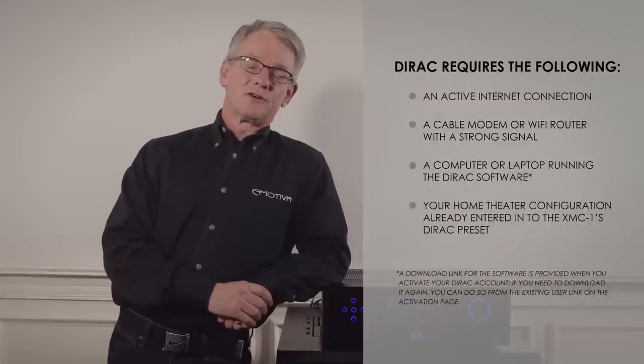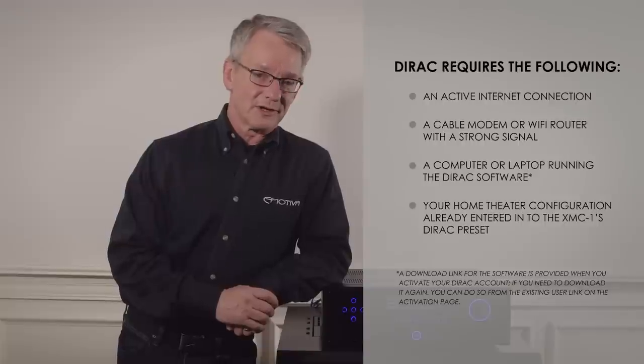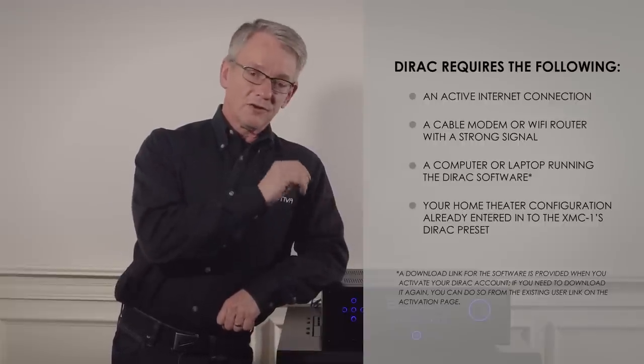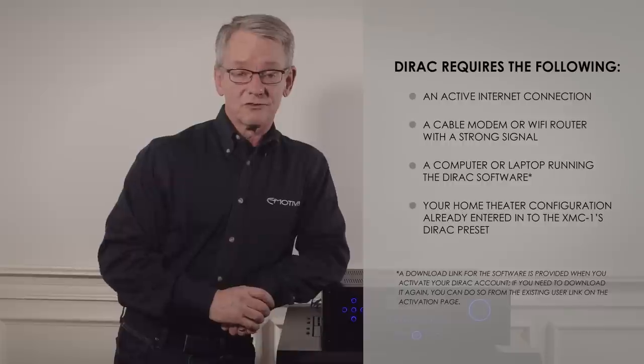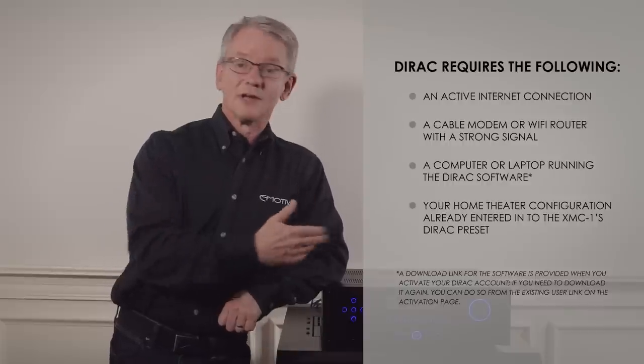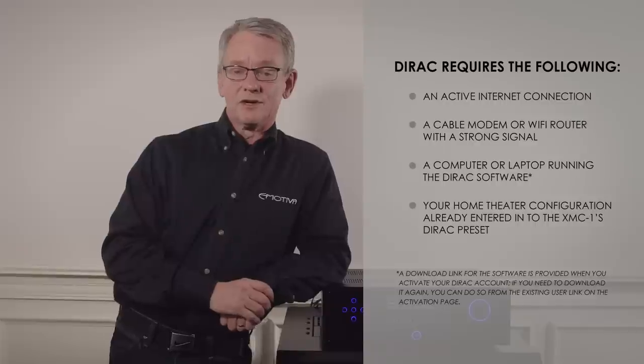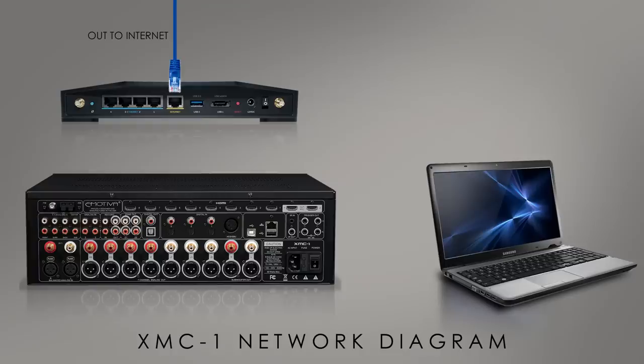Okay, so to get the ball rolling, brief overview so that you understand what it is we're going to be doing and why. The XMC-1 is going to be talking to the computer, and the computer's going to be talking back to the XMC-1. They don't connect directly to each other. They connect via the in-house network in your house. The way to get the XMC-1 up and rolling is just plug in an Ethernet jack right into the back of the unit, and then it'll automatically get its own IP address and it'll be ready to roll.